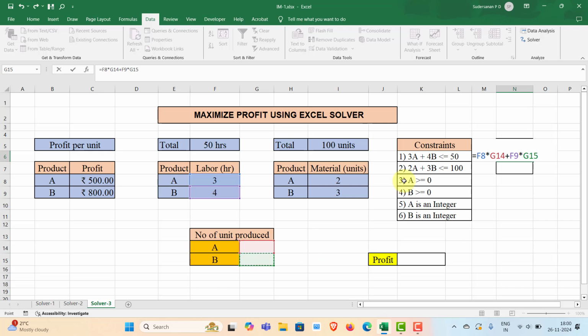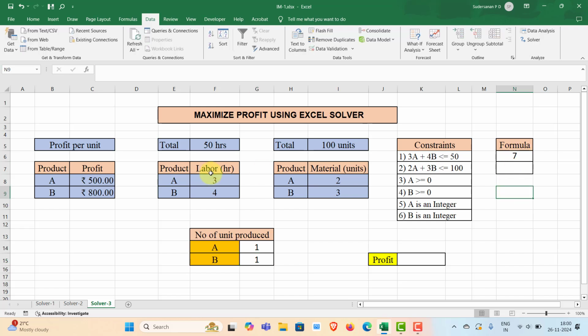So this is the formula. I'll only write that 3A plus 4B. So I have written 3A plus 4B. As a constraint, I should give that 3A plus 4B is less than or equal to 50, so that I'll put in the solver. So this is going to be 3A plus 4B. If I give 1 and 1 here, you will get a total of 7 hours. So for 1 unit of A and 1 unit of B, you require 3 plus 4, 7 hours of labor.